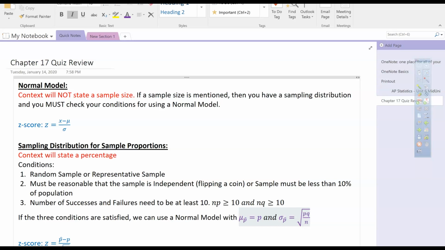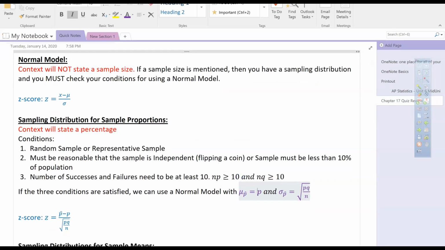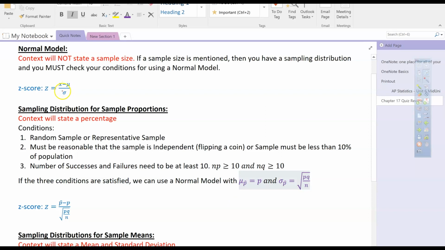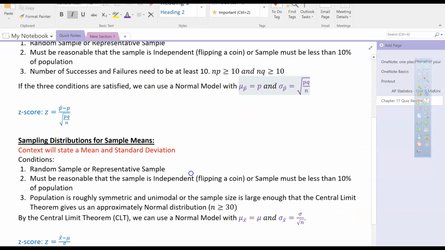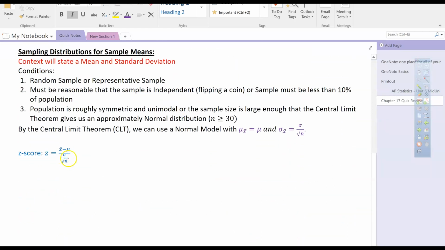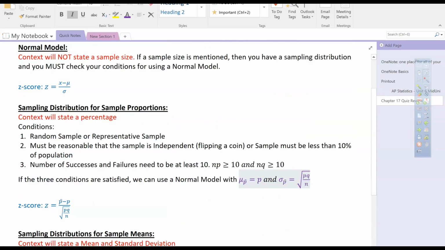So the normal model, in the context, will not state a sample size. It'll specifically say that the distribution for the specific context is a normal model. So you will not see a sample size. So if a sample size is mentioned, then you have a sampling distribution and you must check your conditions for using a normal model. And then you guys on the quiz tomorrow will have to be able to calculate the z. So you have to figure out if it's a z for the normal model, or if it's a z for the proportions, or whether or not you have to use the z for the means, okay?